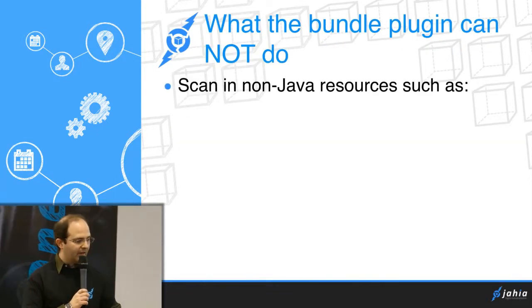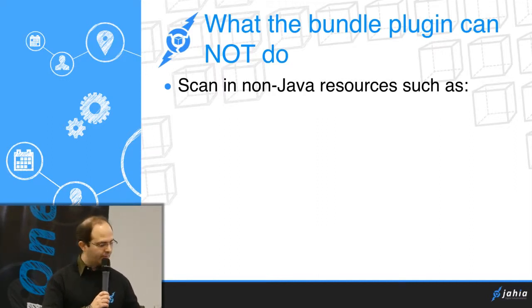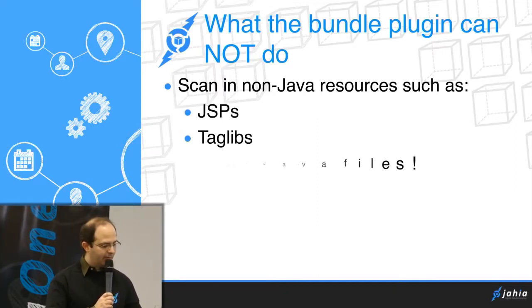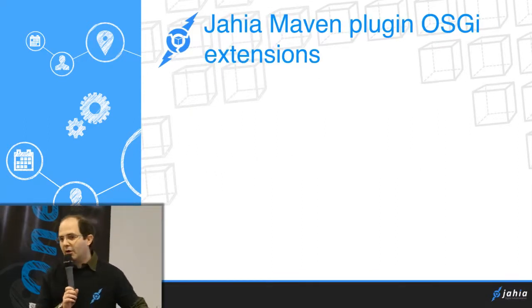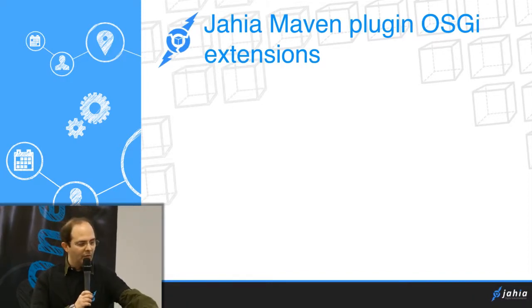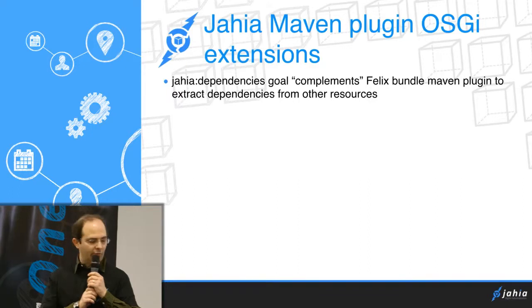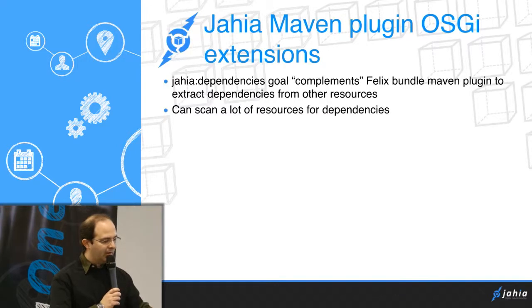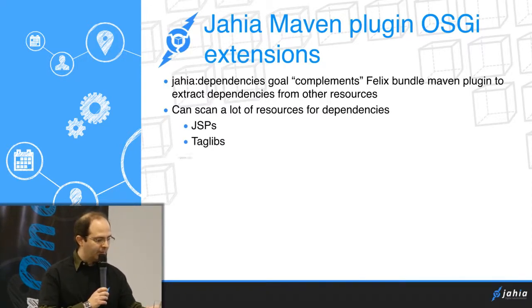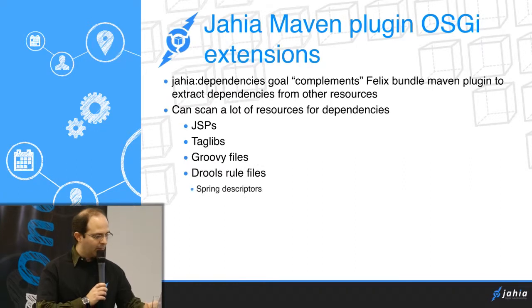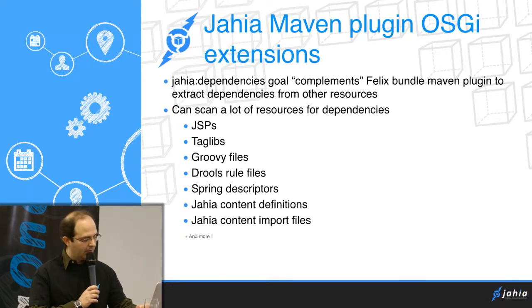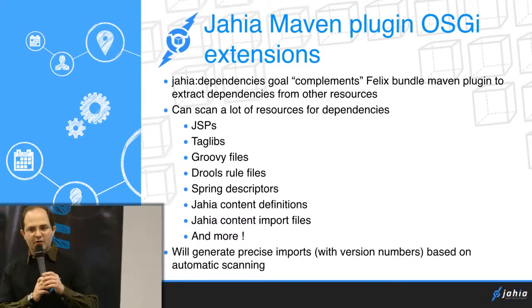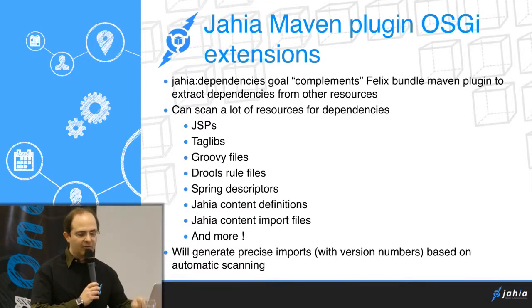What this plugin cannot do is scan non-Java sources, such as JSPs, taglibs, or any other non-Java file. What we provide is a new goal called the Java dependencies goal that complements what the Felix plugin does. It can scan for a lot of resources, such as JSPs, taglibs, Groovy files, rules files, Java content definitions, import files, and more. And it will generate very precise dependencies, including version numbers.